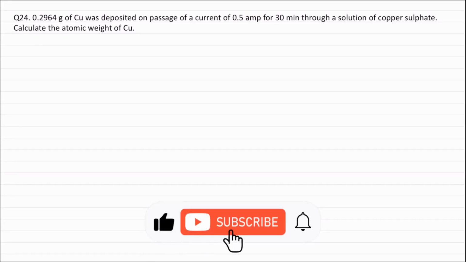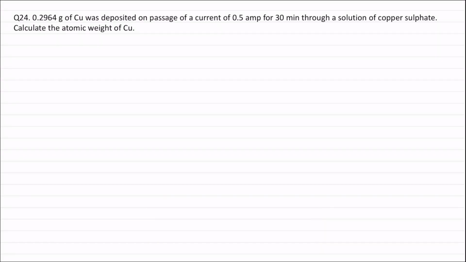Question 24. 0.2964 gram of copper was deposited on passage of a current of 0.5 ampere for 30 minutes through a solution of copper sulfate. Calculate the atomic weight of copper. Now, weight of copper deposited is equal to Z into I into T. Now, weight of copper is given as 0.2964 grams, and this is equal to Z into I into T.